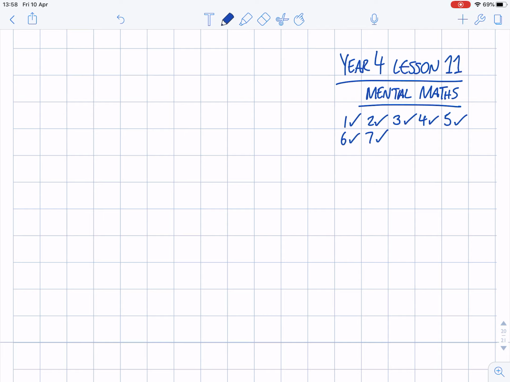Question 8. Round 384 to the nearest 100. Round 384 to the nearest 100. Question 9. What is the product of 9 and 4? What is the product of 9 and 4? Think about this, because I'm sure that you had a question with the word product in last week. What does it mean? Or I'll say it one last time. What is the product of 9 and 4?